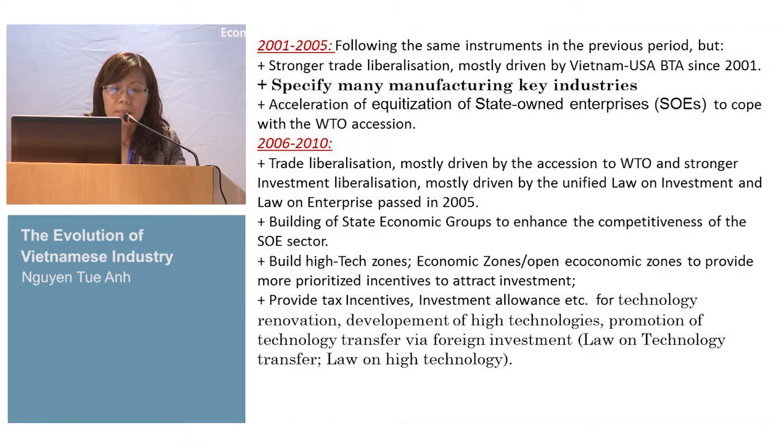In the period from 2001 to 2005, the same key instruments were implemented, but here the key instruments were redirected to trade liberalization. Thus, it was mostly driven by the Vietnam-USA bilateral trade agreement since 2001. In this period, the state also accelerated the equitization of the state-owned enterprise sector to cope with the WTO assessments.